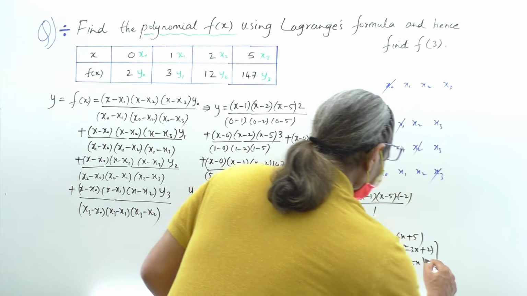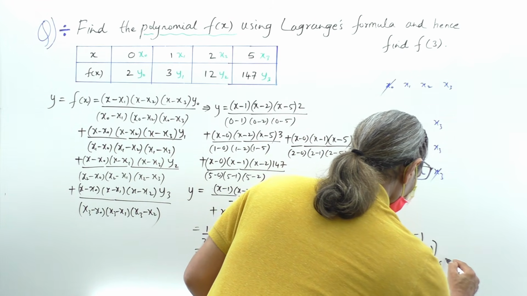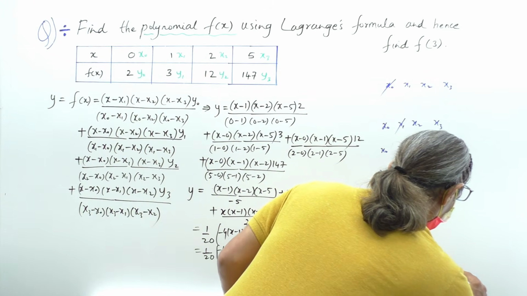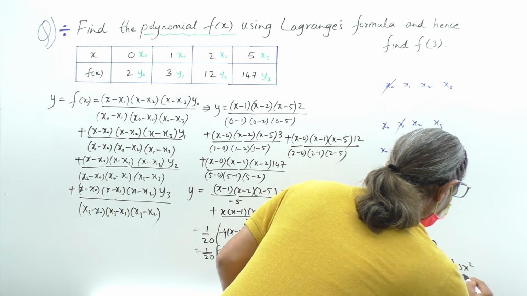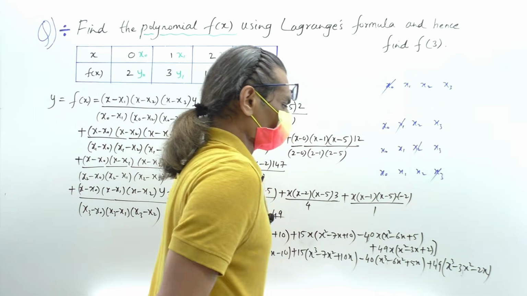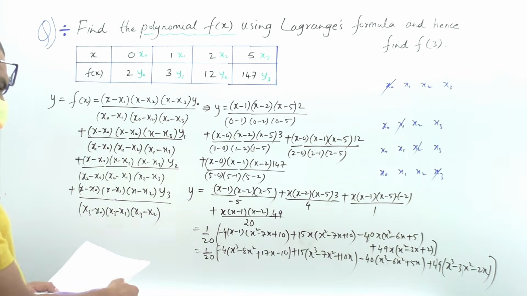And lastly plus 49 into, what's that? Right? X cube minus 3x square minus 2x. This is what we get here. Okay, fine. Now I'll simplify further.